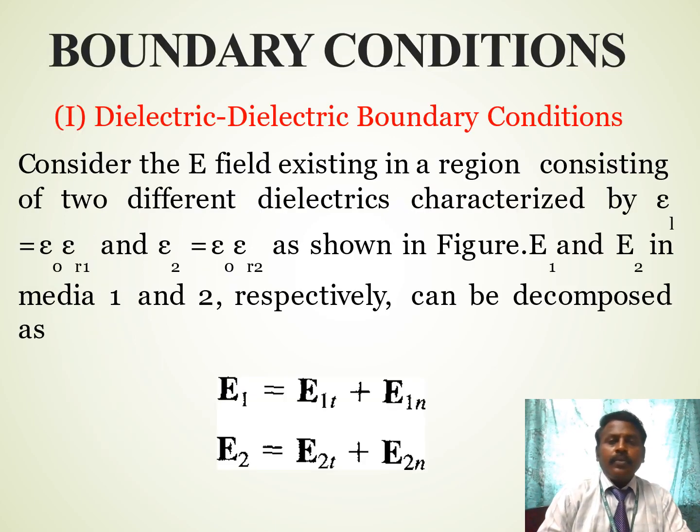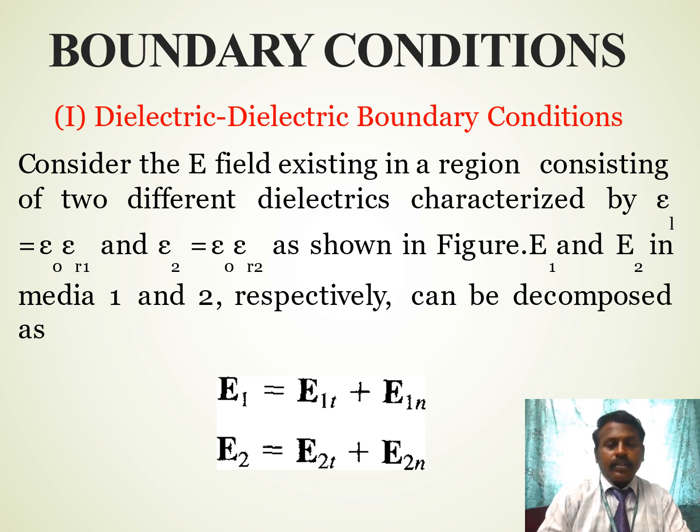Then, importantly, I am going to talk about boundary conditions between two different media, or the same media with different parameters. The first one is the boundary between dielectric and dielectric. Consider the electric field existing in a region consisting of two different dielectrics characterized by epsilon 1 and epsilon 2. We know that epsilon 1 equals epsilon naught into epsilon r, where epsilon r represents the relative value and epsilon naught is a constant.